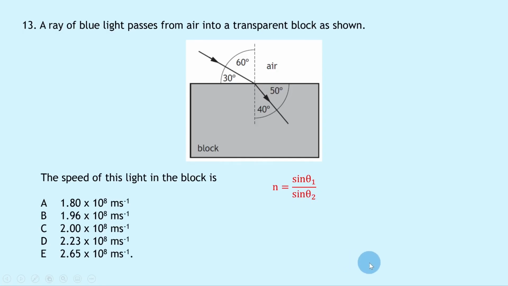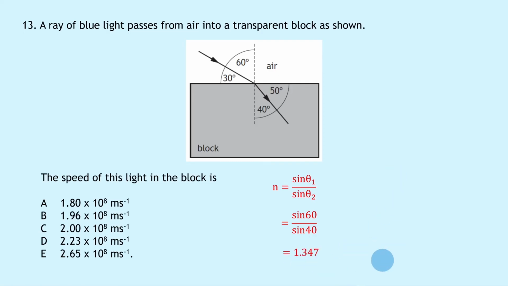So plugging in our numbers, we have sine 60 over sine 40, where I used sine 60 for theta 1 because that is your angle of incidence there between the normal and incident ray. And then I used sine 40 because 40 degrees is your angle of refraction there, which is the angle between the refracted ray and the normal. And putting that into your calculator gives an answer of 1.347. I'm not rounding it just now because we're going to use that in a moment.